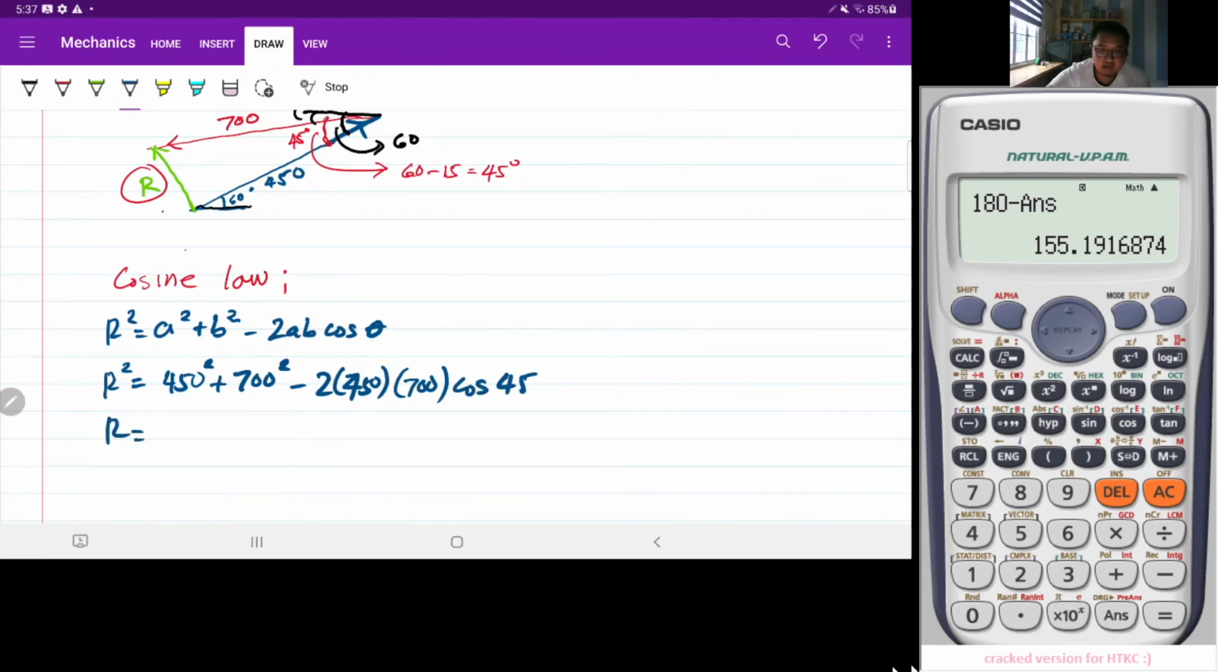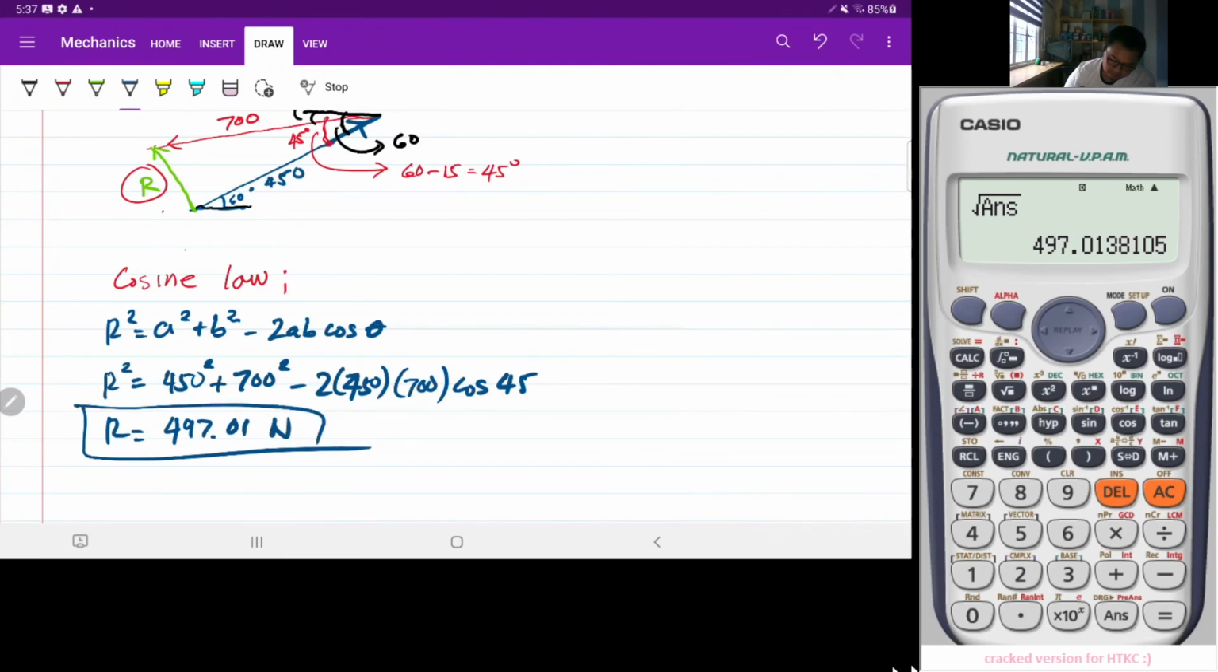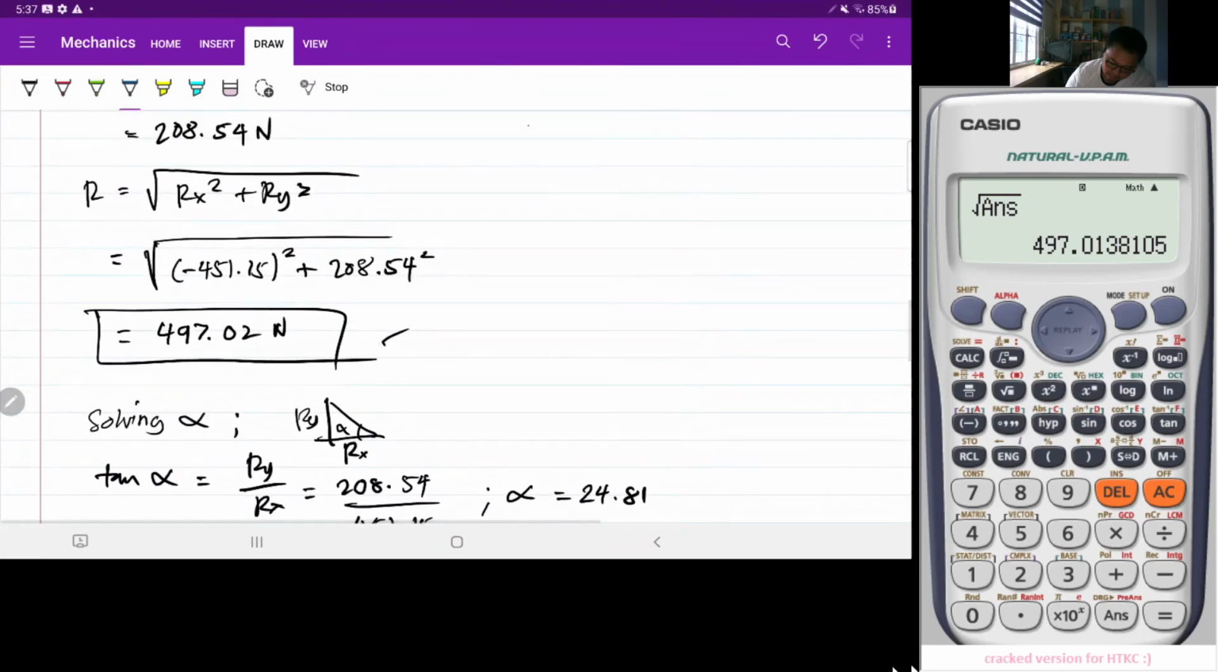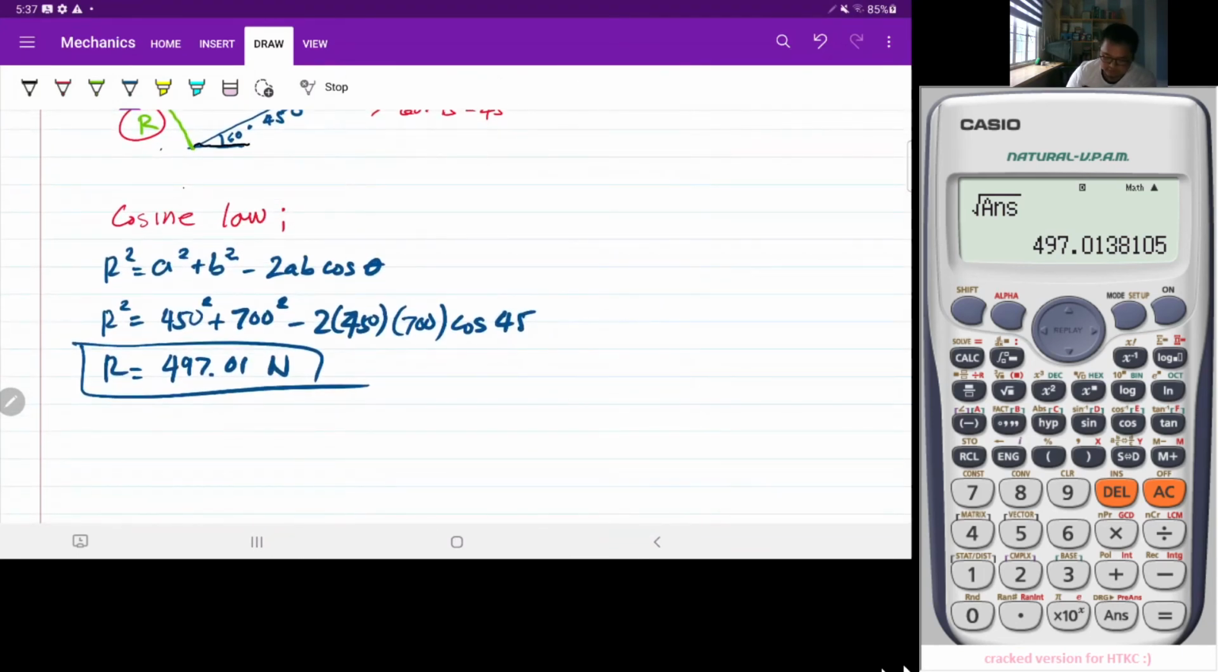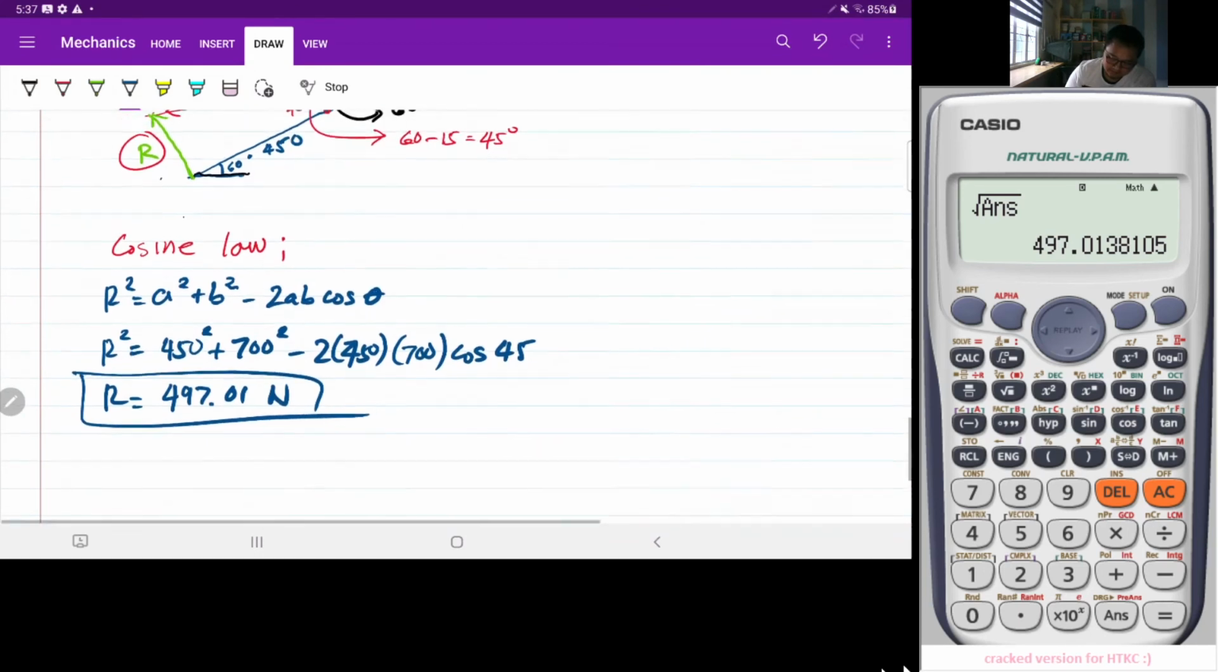So using our calculator, 450 squared plus 700 squared minus 2 times 450, 700 times cosine of 45, square root, answer. So we now have this R, 497.01. So identical to the first method that we used, no? This one, it's very identical. So the difference is maybe 0.01 because of the round off.